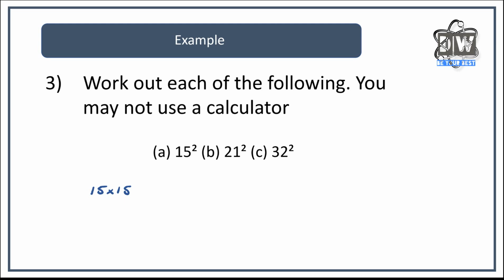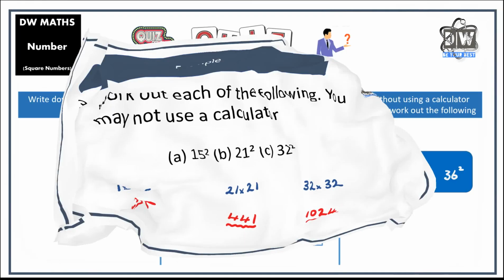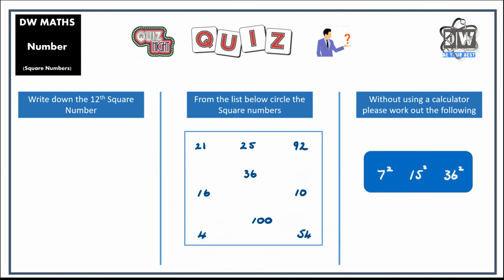So hopefully you had some time to do that. So 15 times 15 is 225. So that's our answer for 15 squared, or 15 to the power of 2. 21 times 21 gives us 441. And 32 times 32 gives us 1024.